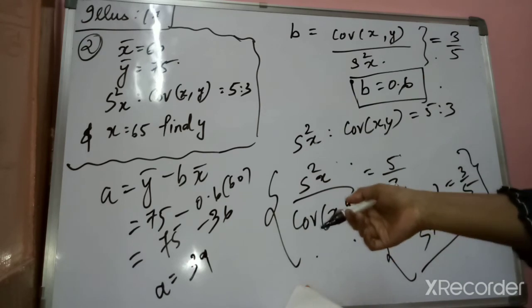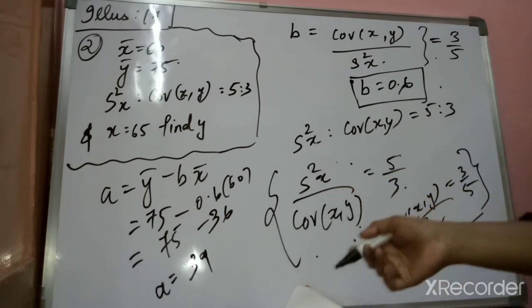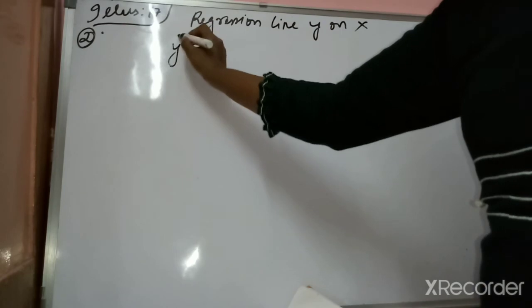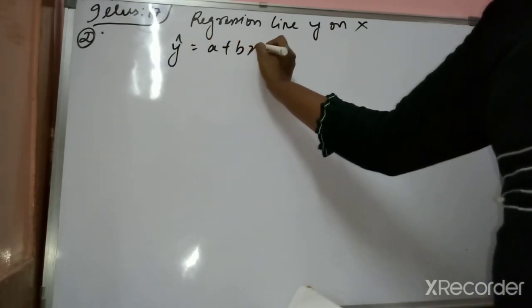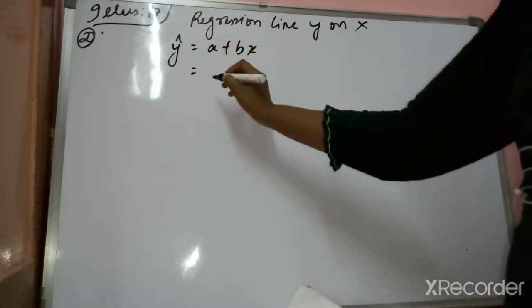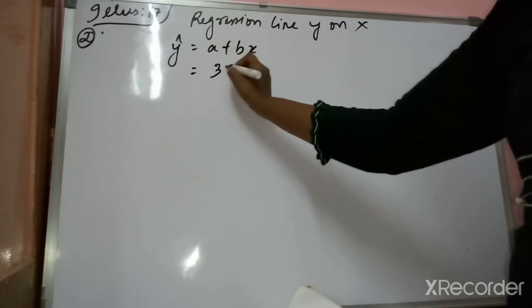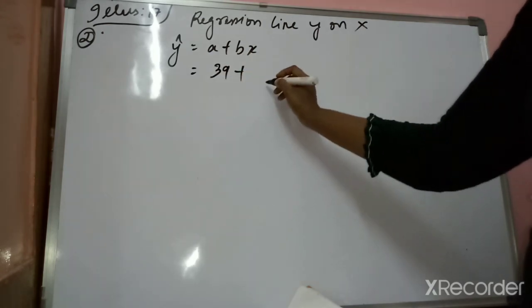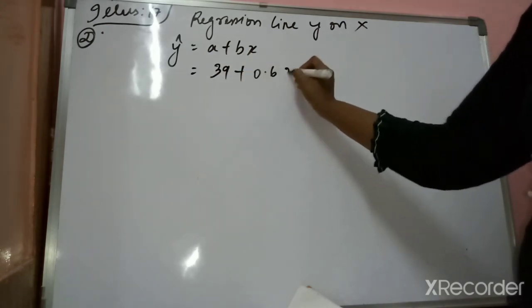Now the next step is to find the regression line of y on x. So now let's do that. Yes, like this. Regression line y on x. The formula is y cap is equal to a plus bx. So what was your a? Yes, it was 39, plus b was 0.6x.